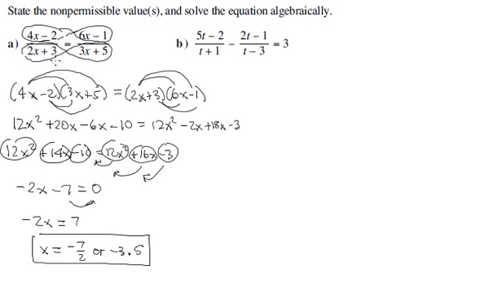What are our non-permissible values? We had 2x plus 3, which can't equal 0, or else we'd get a division by 0 problem. Solve that, and you get x cannot be minus 3 over 2. And the other one would be 3x plus 5. That also cannot equal 0, which means x cannot be minus 5/3.